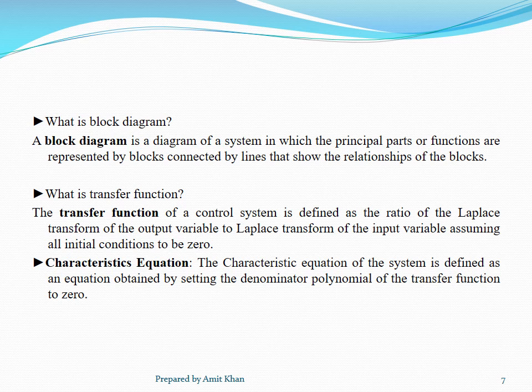Then comes, what is characteristic equation? The characteristic equation of the system is defined as an equation obtained by setting the denominator polynomial of the transfer function to 0. That means the denominator polynomial of the transfer function is equal to 0. That equation is called the characteristic equation.